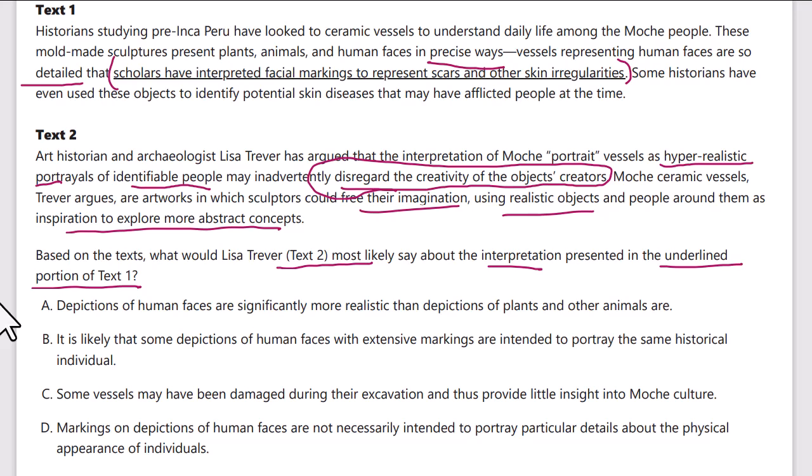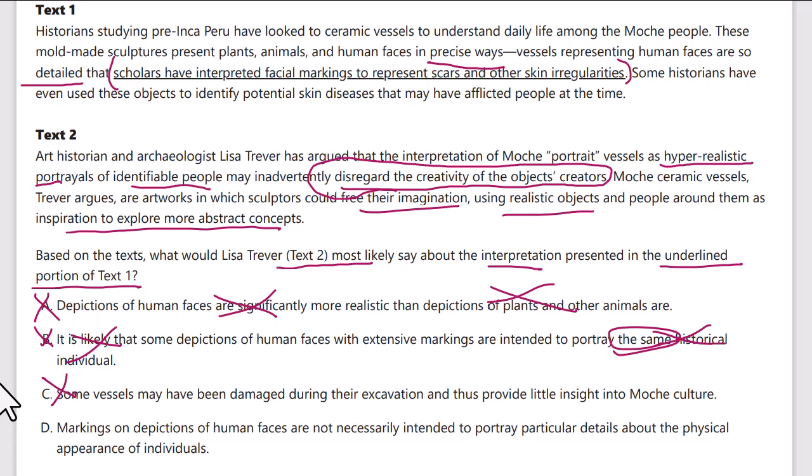All right, that's good. Now I understand the ideas in a very sort of simplified fashion. Let's go find the answer. What would 2 say? A, depictions of human faces are significantly more realistic than plants. No, it's not plants versus human faces. Wrong ideas, mixing concepts. B, it is likely that some depictions of human faces with extensive markings are intended to portray the same historical individual. What? The same? Where are we talking about the same up above? That's not right. C, some vessels may have been damaged during their excavation, providing little insight. Well, okay, that's completely irrelevant to the idea.